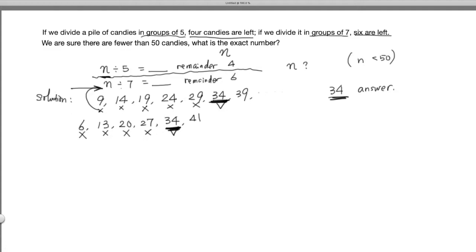Right? So here, the first solution is a very, very basic approach, and it's kind of a brute force way of doing things. By constructing a sequence that satisfies one condition, and in the sequence we check one by one manually to see if the number also satisfies the second condition, and once we find such a number, we're done. So in a different way, I'm looking at two sequences. The first sequence is n divided by 5 has remainder 4.